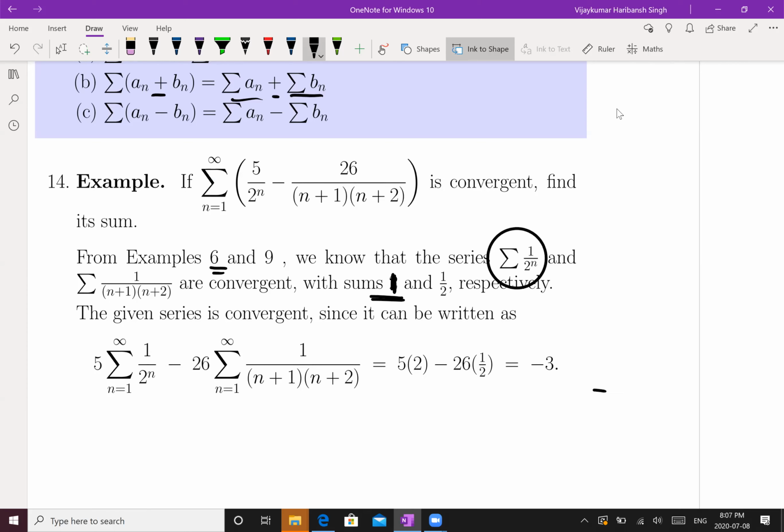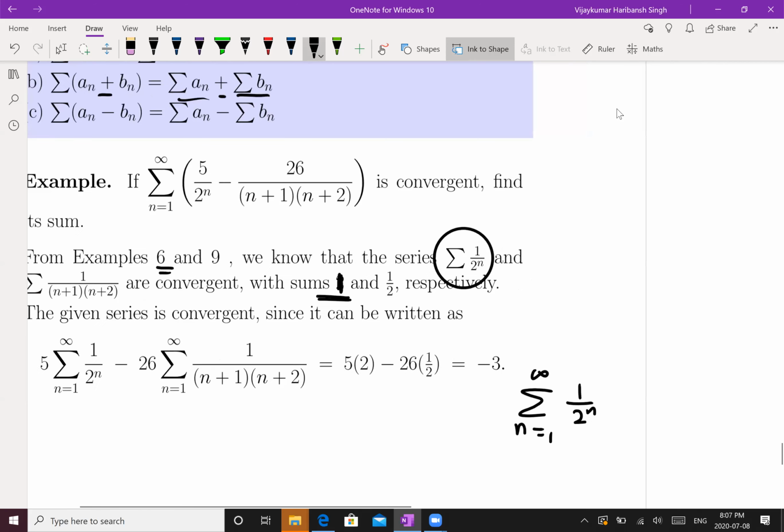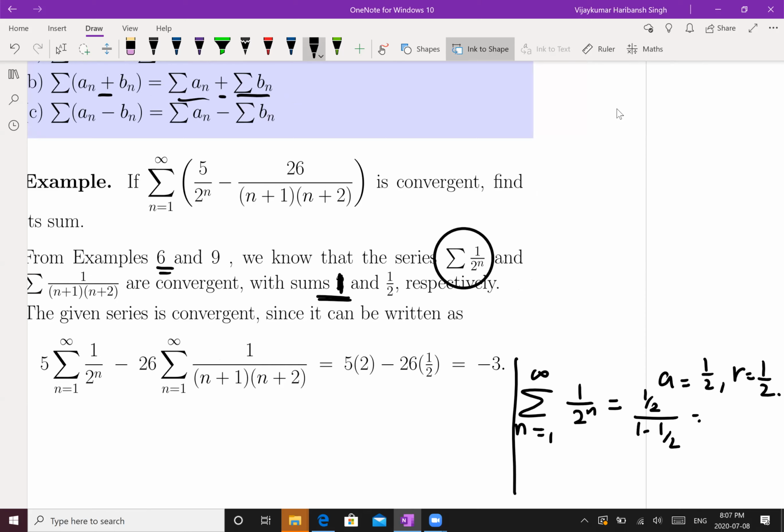All right, why? Because you're starting from n equals 1 to infinity of 1 by 2 to the power n. Let's work it out. So here your a is 1 by 2, r is also 1 by 2. Since the absolute value of r is less than 1, this converges and it's going to be a divided by 1 minus r, which is half divided by half, which is 1.